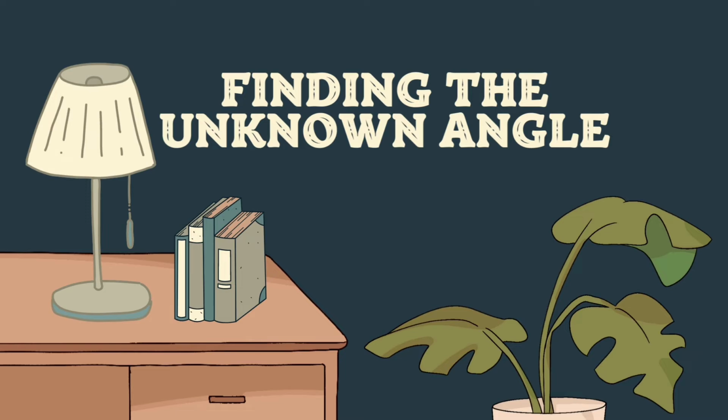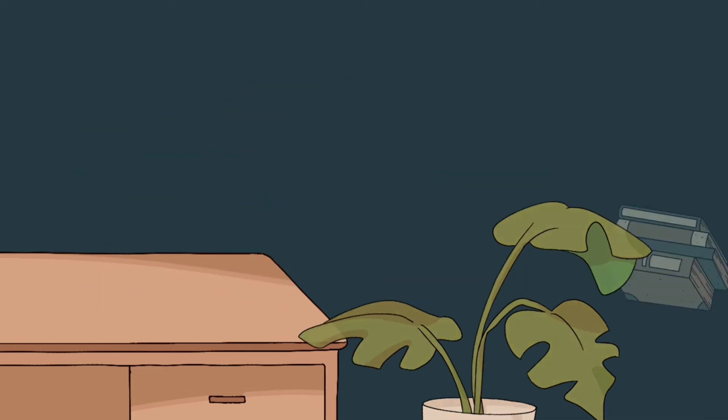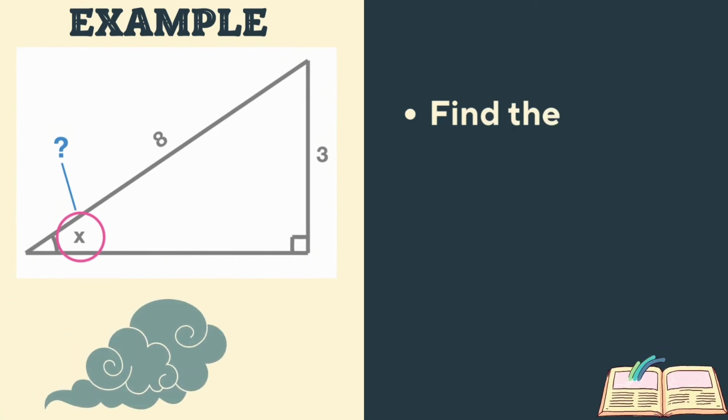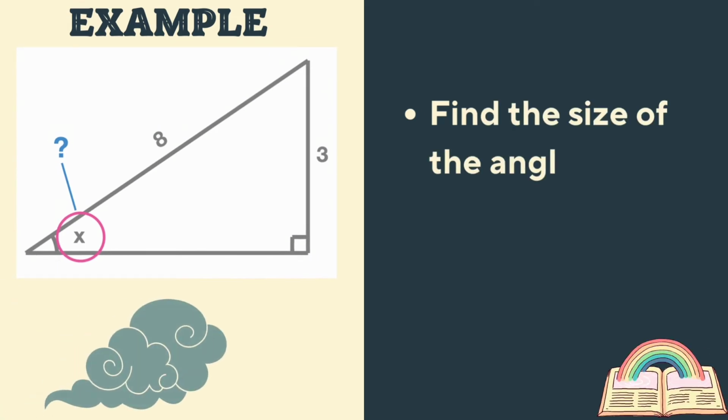The next aspect we are considering in this class is how to find an unknown angle of a right angle triangle. Supposing you are asked to find an unknown angle of a right angle triangle, how do you do that? So let's take an example. We are asked to find the size of the angle marked x in the triangle that you see on your screen.